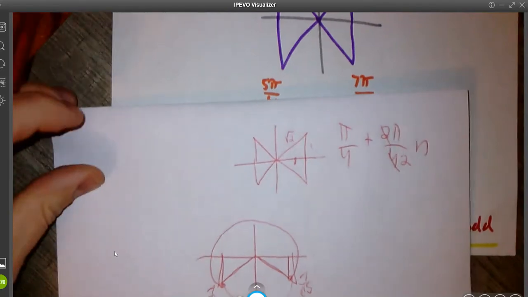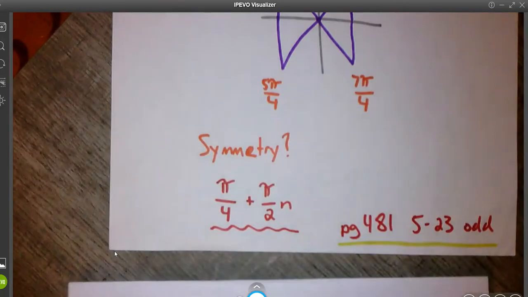That's basically what we're doing here. We're still using 30, 60, 90s and 45, 45, 90s. We've been doing that for a long time. I told you guys memorizing those is going to be key.